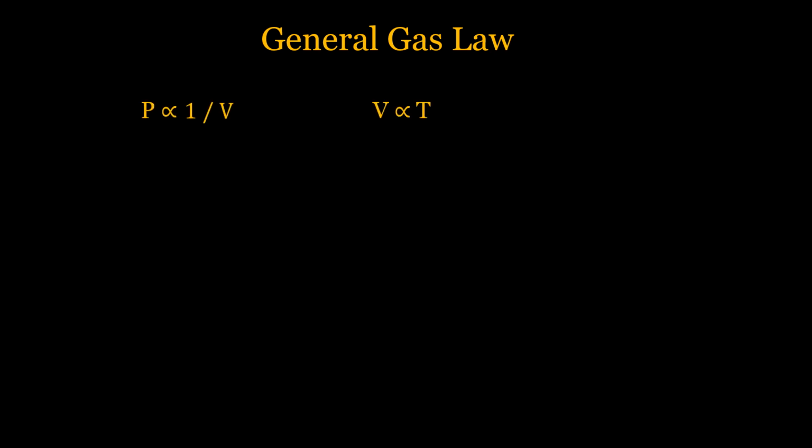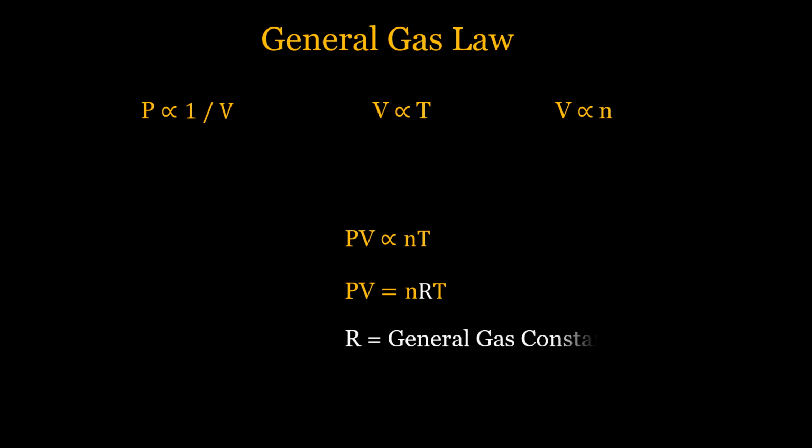From the three experiments above, we also deduced three laws: P proportional to 1 over V, V proportional to T, V proportional to n. By combining all the three laws mentioned above, a general gas law can be obtained, which is as follows: PV proportional to nT, PV equals nRT. R is a constant of proportionality, which can have different values depending on the units of pressure, volume and temperature used. It is also called general gas constant.